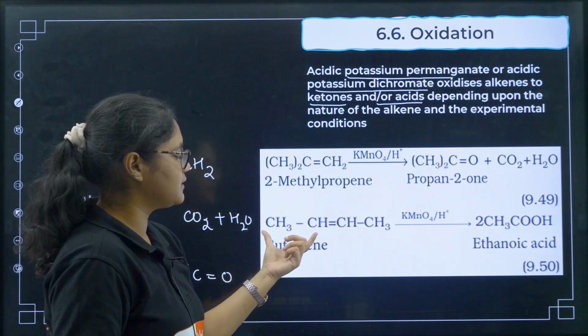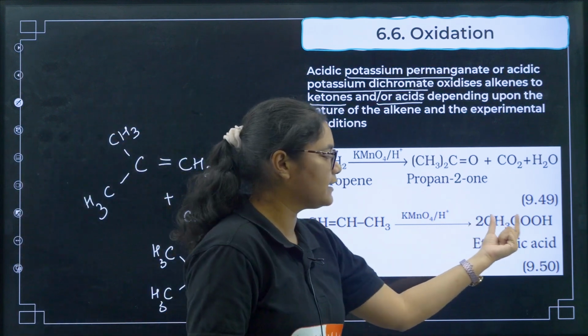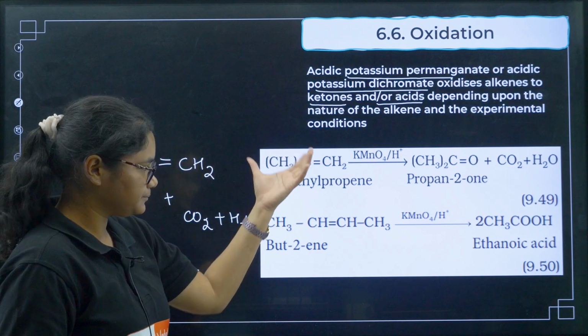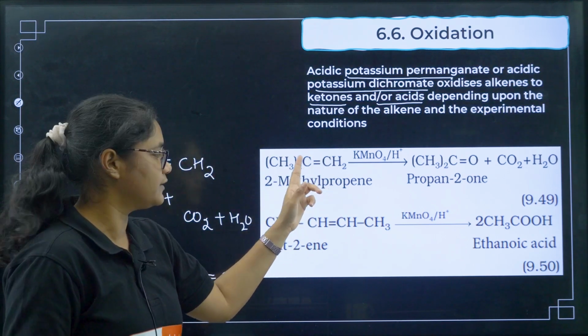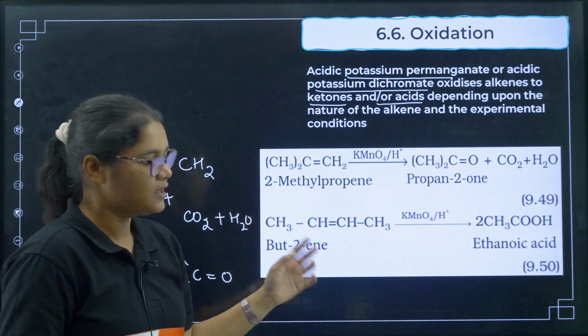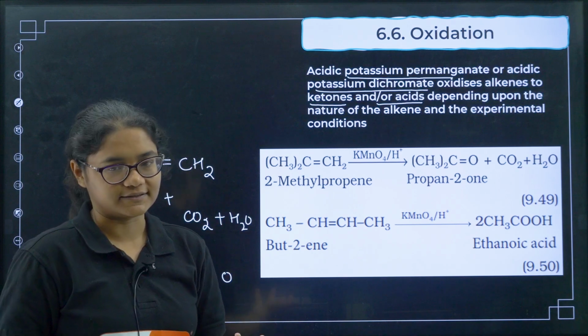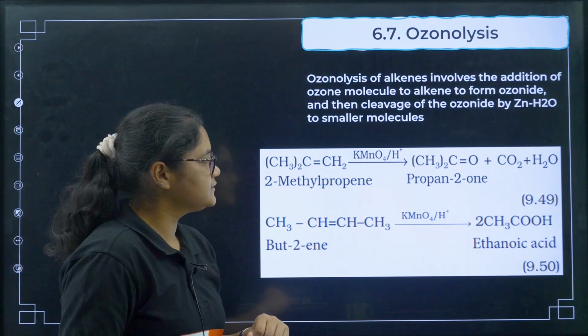So here it breaks, this one will give you 2 carbon acid, this one will also give you 2 carbon acid, so we get 2 acetic acid, remember. So if there is a double bond in the last carbon, then that is eliminated and we get an O in place of that. But if it is in between, then you break it and both sides are converted to acids, okay. Fine. Next is ozonolysis, okay.